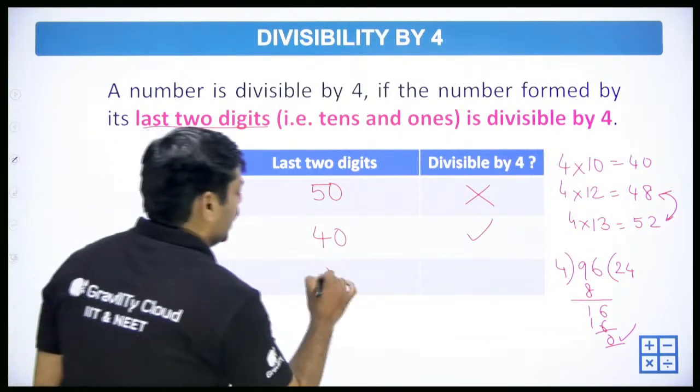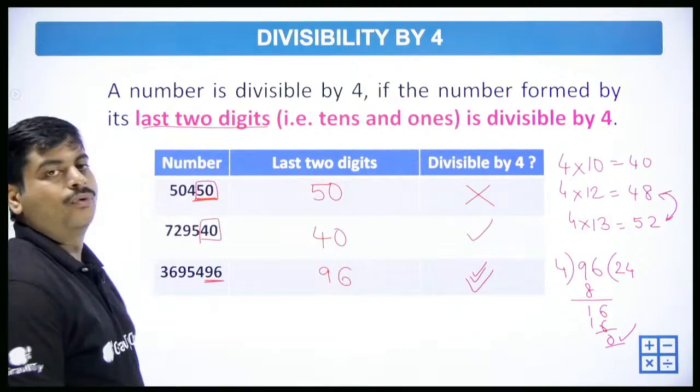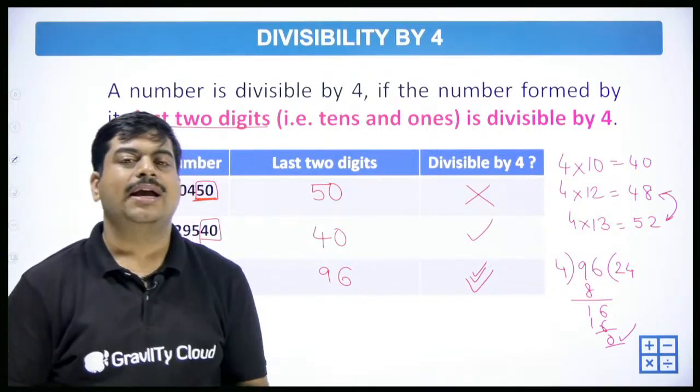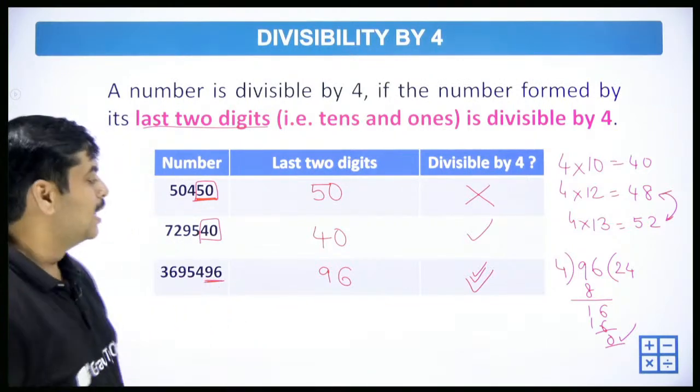So I'll keep the last two digits, 9 and 6 here, 96, and I'll write a new number: 2, 6, 7, 2, 4. That is how you can say whether a number is divisible by 4 or not. It is a number divisible by 3. Okay. So the next one we're going to discuss.